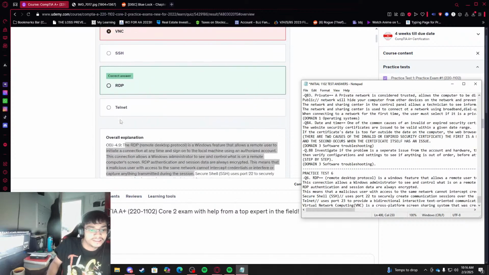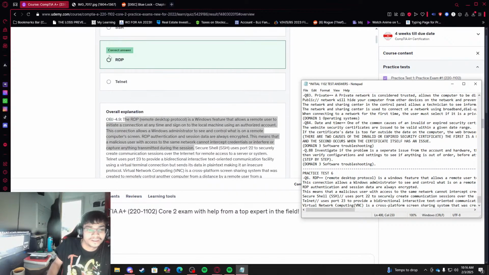So Windows Server 2019, use remote desktop protocol. Why? It's a Windows protocol. Uses an authorized account. And it is always encrypted.